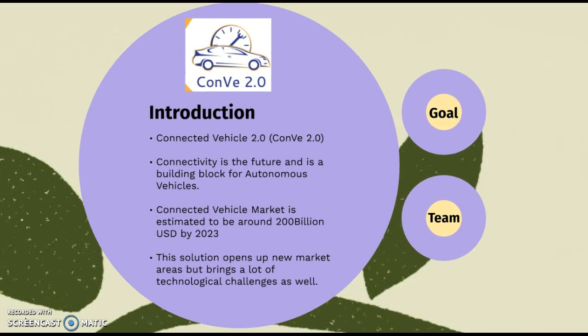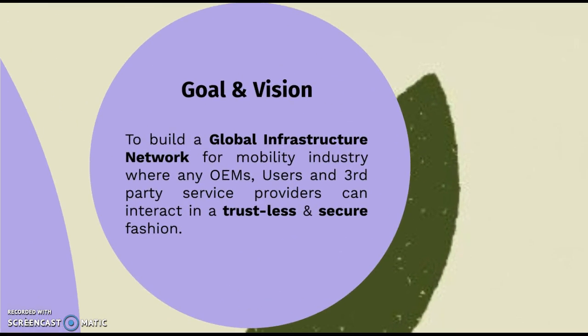ConVe stands for Connected Vehicle 2.0. Since the connected vehicle market has strong market potential, it brings great opportunities to create autonomous vehicles, but also technological challenges as well. The goal is to develop a network where anyone can interact in a trustless and secure fashion.